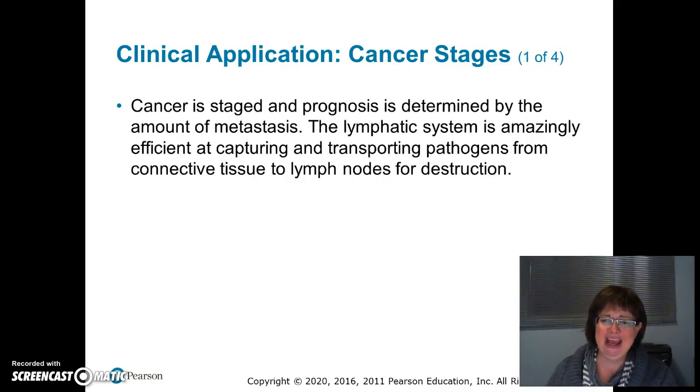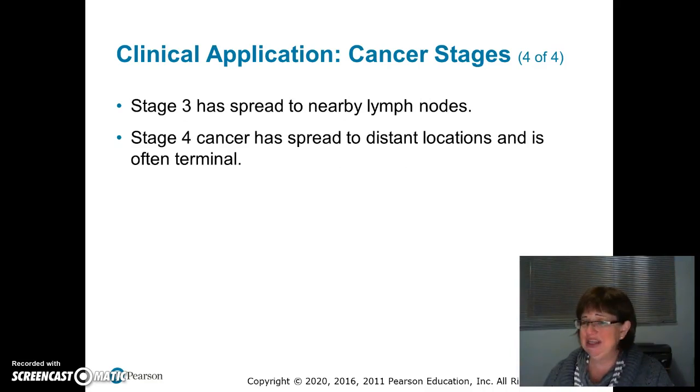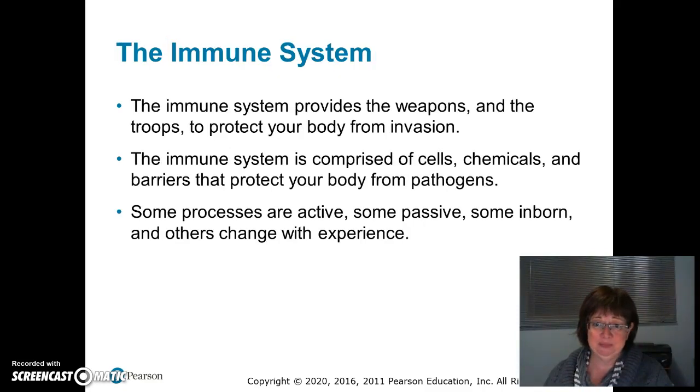A little bit about cancer. The lymphatic system will pick up any cancer. And sadly, once the cancer gets to your lymphatic system in stage 3, it will then spread. Just so you're aware, in stage 1, it doesn't spread. In stage 2, it spreads to tissue. In stage 3, it's in your lymph nodes. And in stage 4, it's placed in other organs, and then it's terminal.